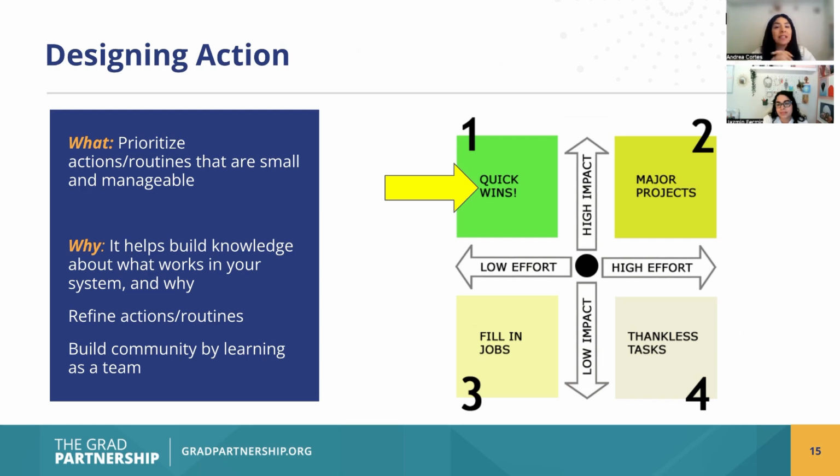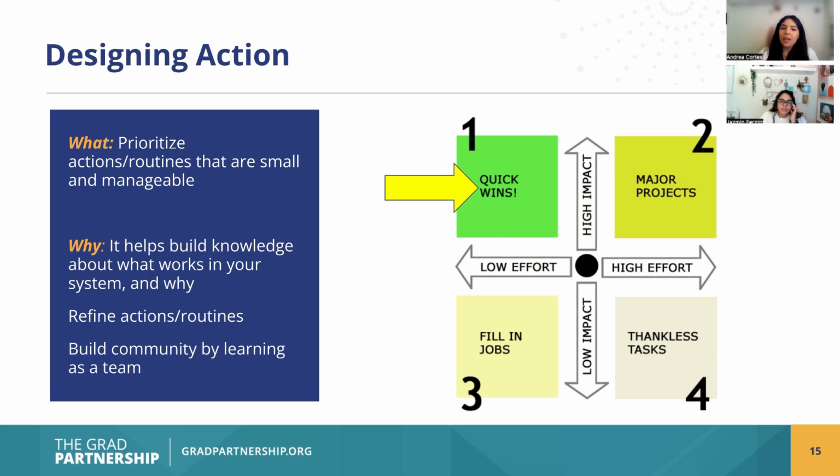I'm not saying that they're not important, but for the purpose of refining our systems, those major projects don't tell us much about our system itself. While they may be great things, they're more long-term planning, things that take long-term planning and more effort. So those are not the things that we're really focusing on today. We're again focusing on the quick wins.